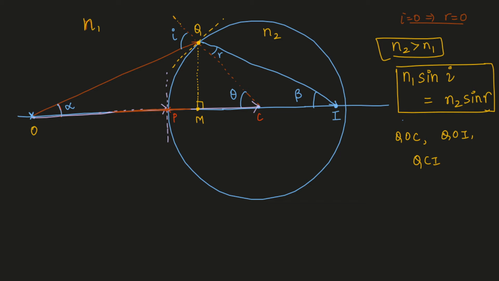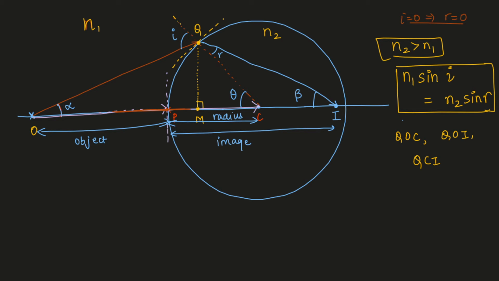Now, what else can we do? Since we have angles and distances, which we can measure experimentally, we can start relating them using trigonometry. So we know that this distance OP is the object distance. The distance PI is the image distance. The distance PC is the radius of curvature.